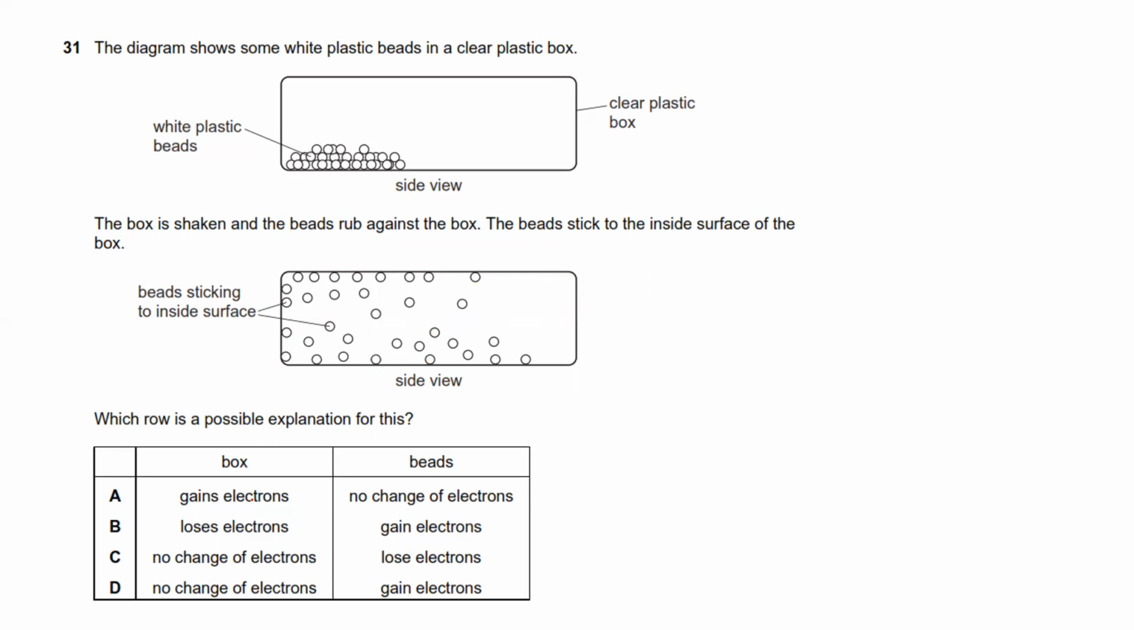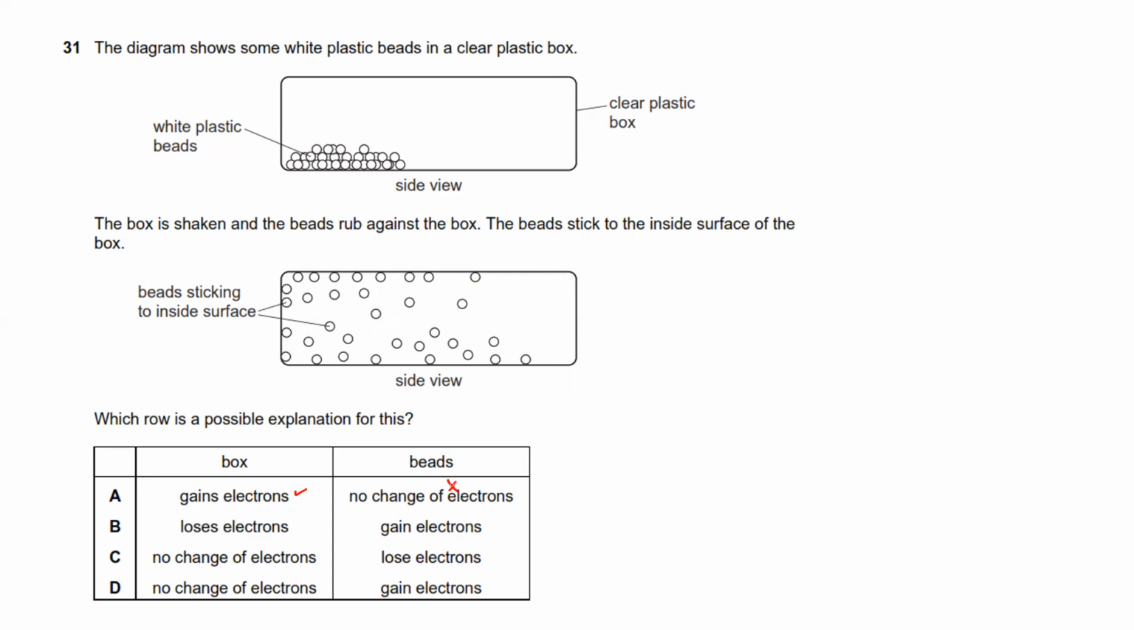So for example, if the box gains electrons, then the beads must lose electrons. Or if the beads gain electrons, the box must lose electrons. Then one will have a negative charge and the other will have a positive charge. So the box gains electrons, okay.